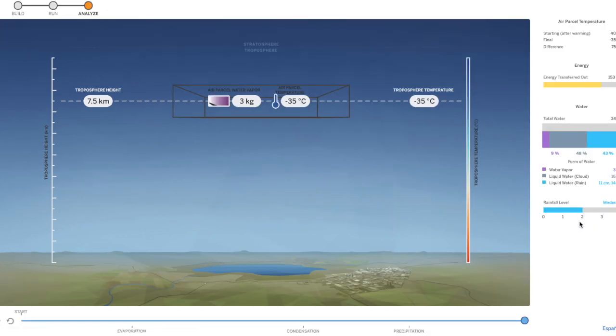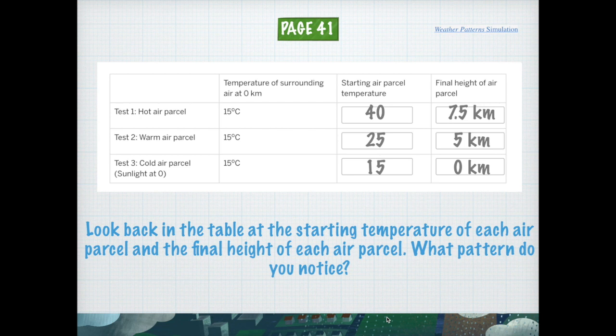And we also see that there's more rain than there was before. So we're going to go back to the slides and see if we can make some sense of the slide. And I have filled out the slide, and it says to look back at the table at the starting temperature of each air parcel and the final height of each air parcel. And what do you see as a pattern?